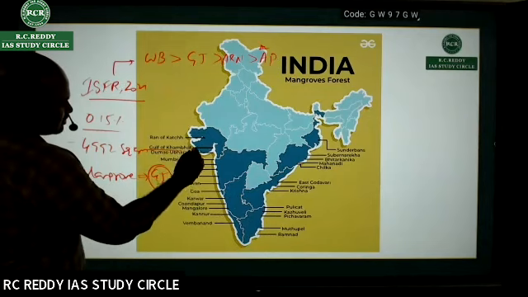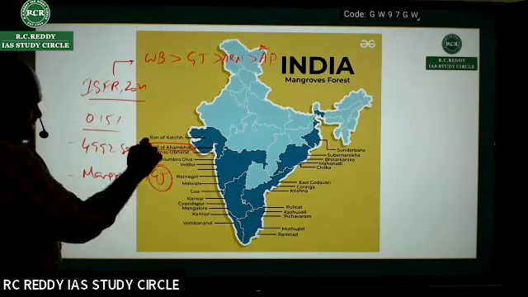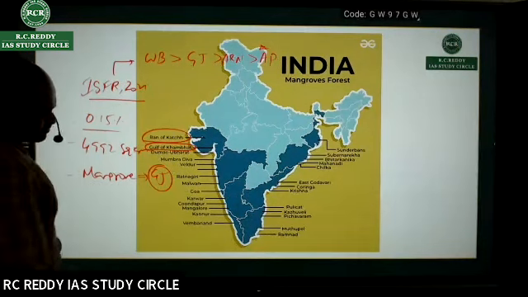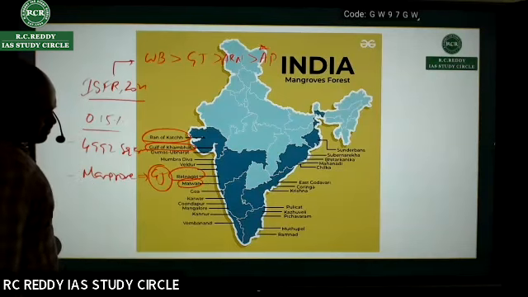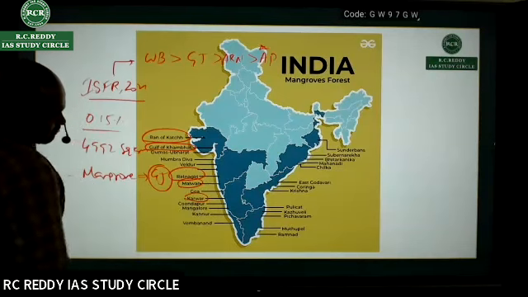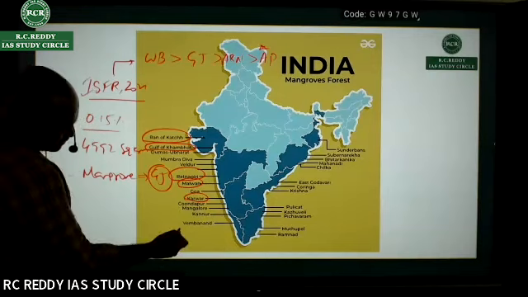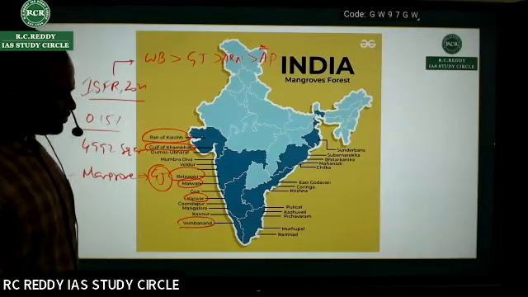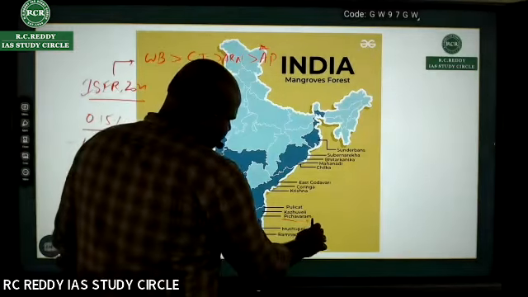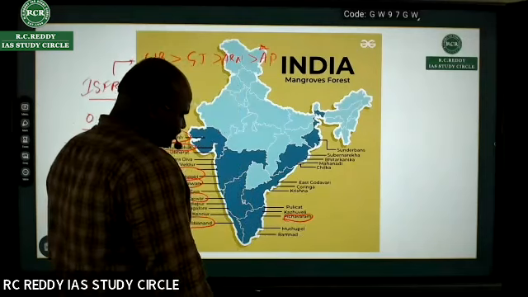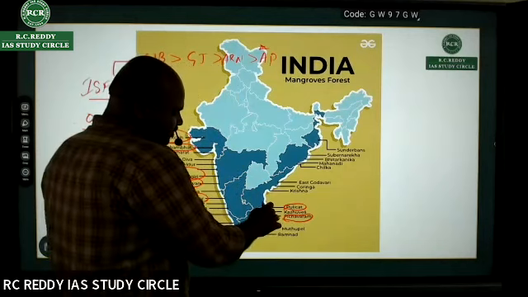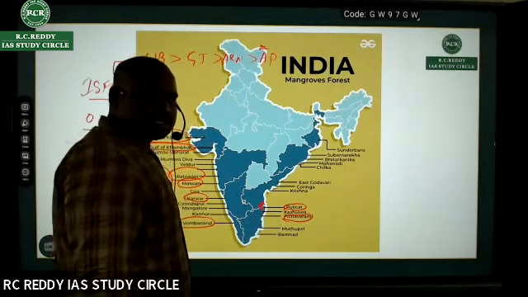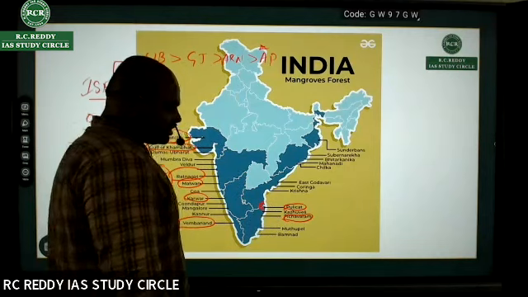One is Gulf of Khambhat, Rann of Kutch, Ratnagiri, Malvan, Karwar, right? Karwar, Vembanad Lake, you know, right? Pichavaram, Pulicat. What is the speciality of Pulicat? It is an interstate lake which is present in both AP and Tamil Nadu.